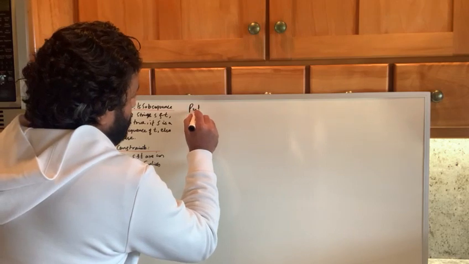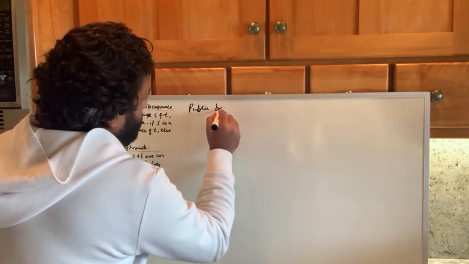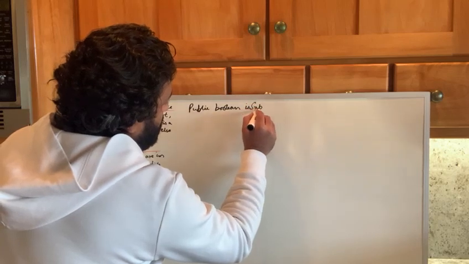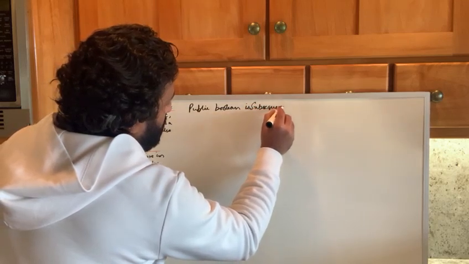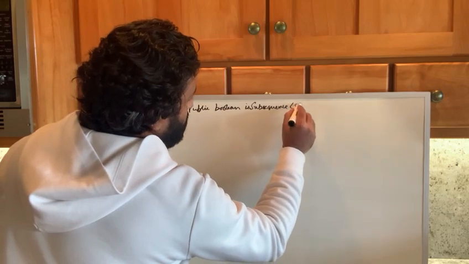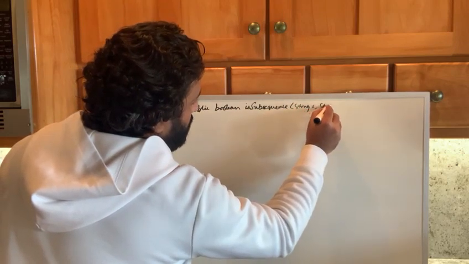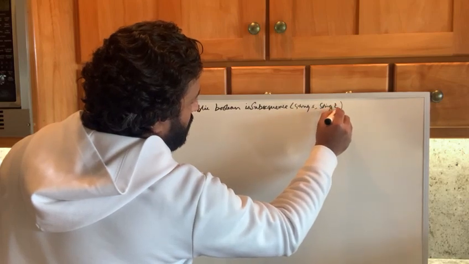So public boolean isSubsequence(String S, String T).